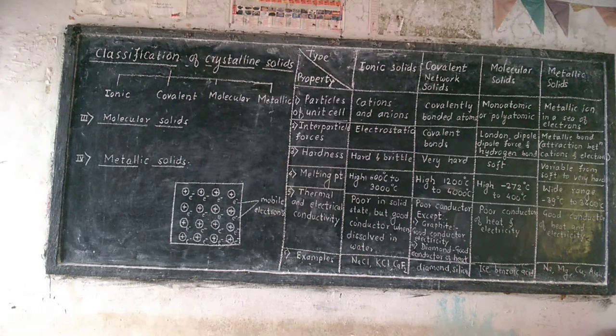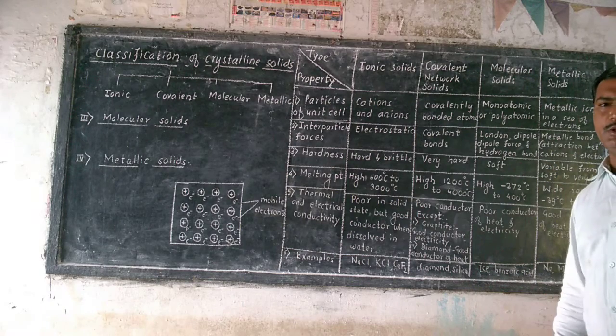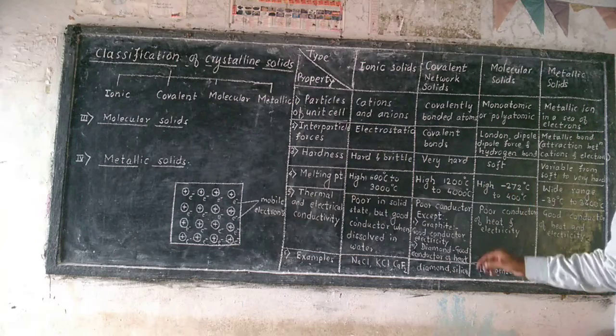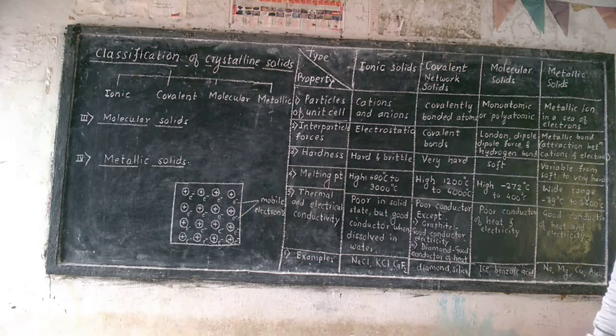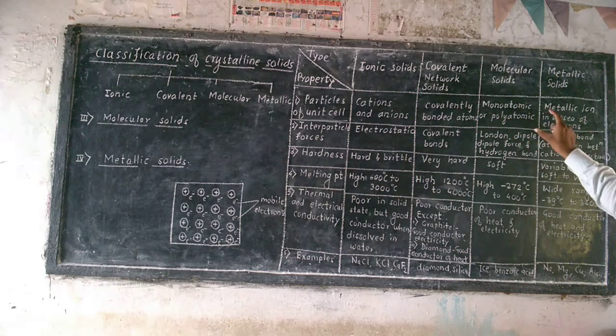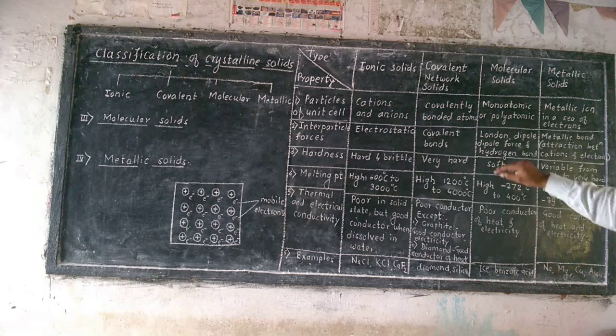So this was the characteristics of crystalline solids at a glance: the ionic, covalent, molecular, and metallic solids. This chart is also given in our textbook. So in one glance we can see four types, their properties, examples.